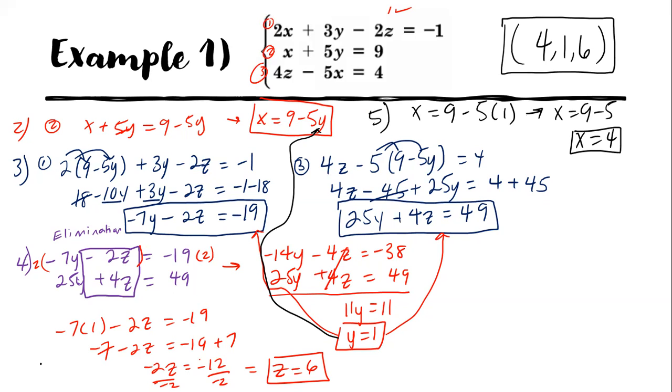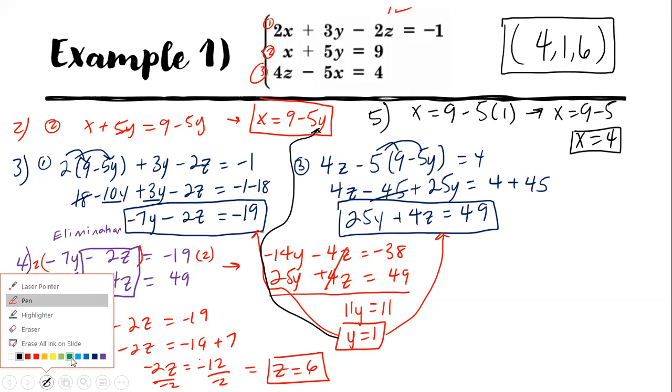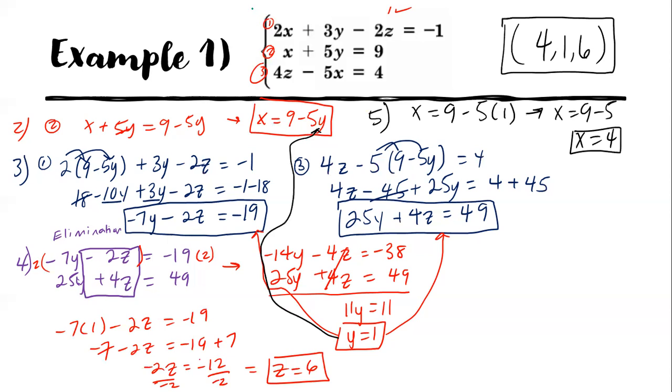Okay? And then step 6 is to check yourself. Checking myself is very simple. It doesn't have to be elaborate or drawn out. You can just use the equation you wrote down first and write the numbers on top. So 2 times 4 is 8. 3 times 1 is 3. 2 times 6 is 12. 8 plus 3 is 11. 11 minus 12 is negative 1.